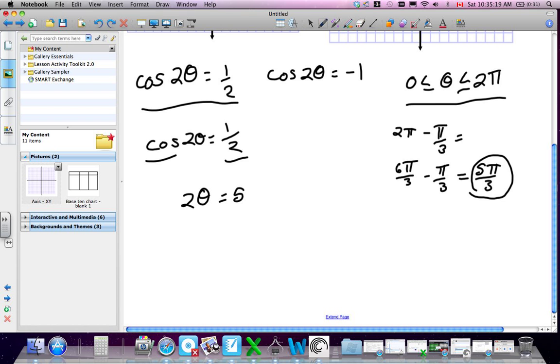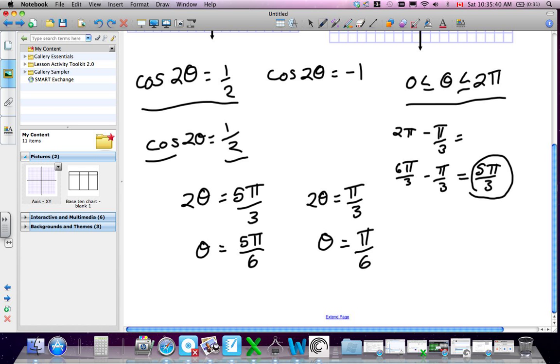I get 2 theta is equal to 5 pi over 3. Just like I discovered that 2 theta was equal to pi over 3, remember before? When I brought the 2 over, I ended up with pi over 6. And the same idea is going to happen here. I end up with theta equals 5 pi over 6. Again, that's our other answer.